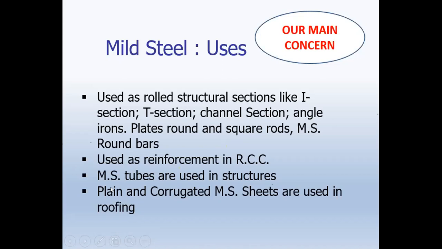Also, we have the plain, as well as the corrugated sheets, which are normally used for roofing purposes. So these are some of the uses of the steel, of course, including the bolts and the nuts. All those are made from steel.